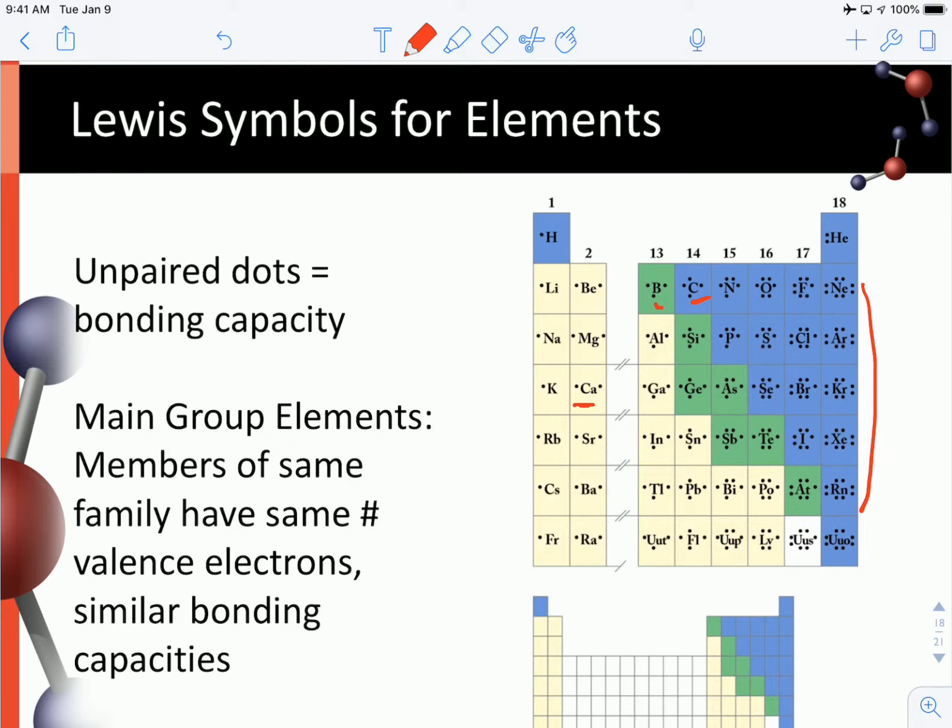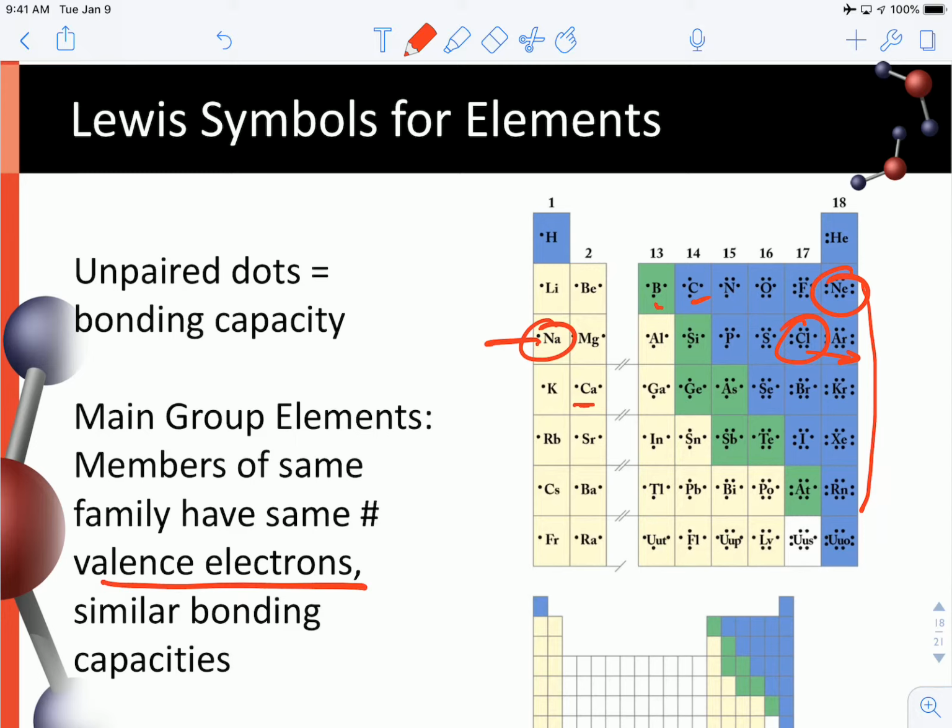Things are reactive when they're close to getting that octet. This is reactive because all it should do is lose that 1 electron, and it will have the same electron configuration as neon. Keep in mind there's a whole other group of electrons underneath this, because what we're showing here is simply the valence electrons, and that's it. So you have a whole other shell of electrons underneath that. This is very reactive because it just needs 1 electron, and it's going to have an electron configuration like argon.